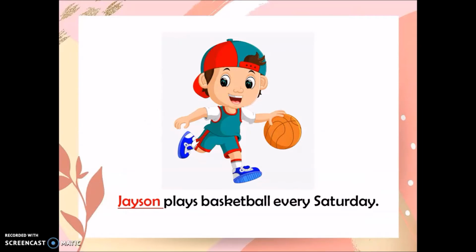For example, Jason plays basketball every Saturday. Jason here is in red color because it is the subject, and the predicate is plays basketball every Saturday, meaning Jason will be the doer of the action, wherein the action is plays basketball. So Jason is the subject, plays basketball is the predicate.